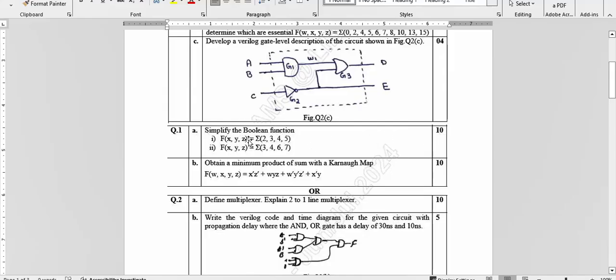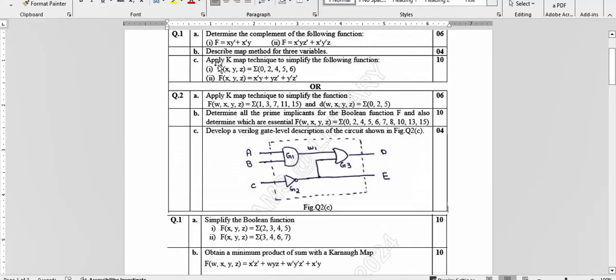Simplify the Boolean function. Two expressions are given. Once you solve, you are going to get a resulting function for these two. That is also 10 marks. And for K-map, it is also 10 marks, right? So these two are very important. There is a 99% chance that the K-map problem and Boolean function will be asked. So if you do this Boolean and K-map, you are going to get 20 marks, right?